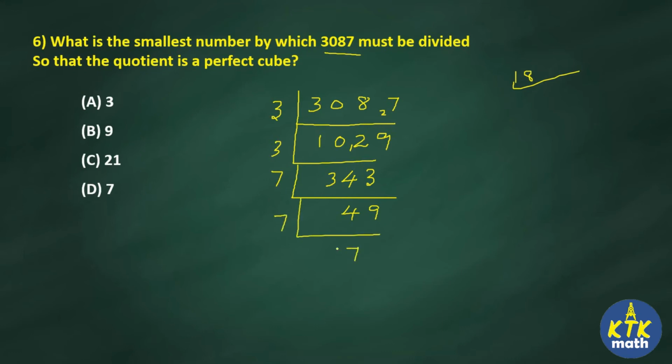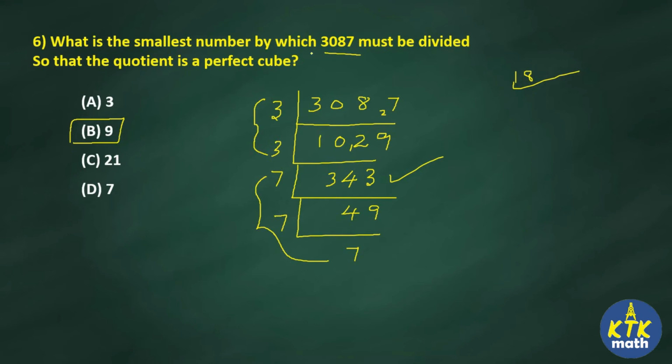Now 7, 7, 7, you have 3 sets of numbers, that is you have a cube formation there. So the remaining two 3s are the only disturbance to make it a cube number. Therefore 3 3s are what? 9. So 9 is going to be divided. If I divide 3087 by 9, I will get 343, which is a cube number. Therefore the answer is, apart from your cube formation, whatever number you get extra, that should be divided.